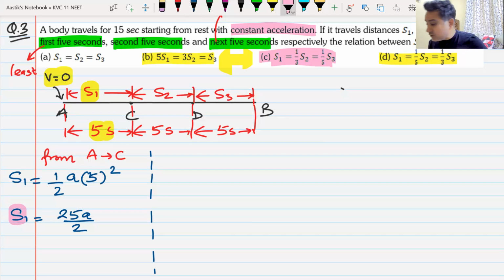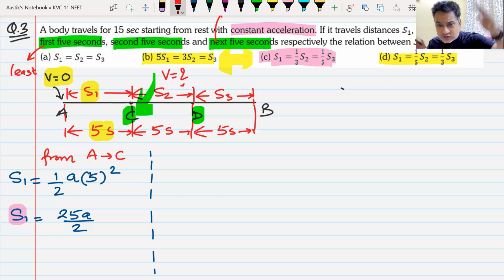Now I move on to the next segment from C to D. But the problem from C to D, if you understand, I don't know the velocity at point C. To find out the velocity for point C, I will again have to go back from A to B. That will make the question lengthy. I don't want it to become lengthy. So what will I do? I will make the equation straight away from A to D.